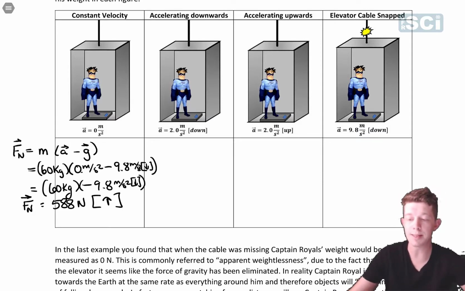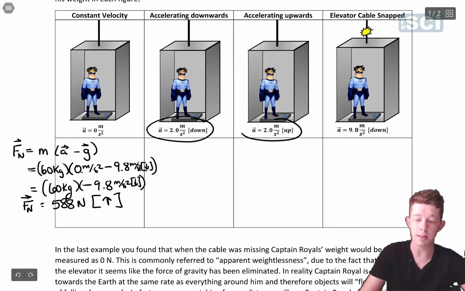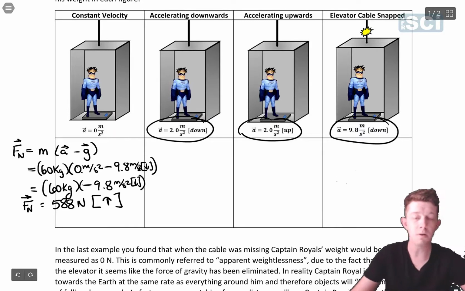Now, what I want you to do is repeat this calculation for an acceleration that is not 0. So we have an acceleration that is 2 meters per second squared down, one that's 2 meters per second squared up, and then let's look at that dangerous case where the elevator's cable snapped and Captain Royal is accelerating downwards at 9.8 meters per second squared. So I'm going to encourage you, pause the video, try these 3 calculations for yourself, then come on back and check your answers with mine.